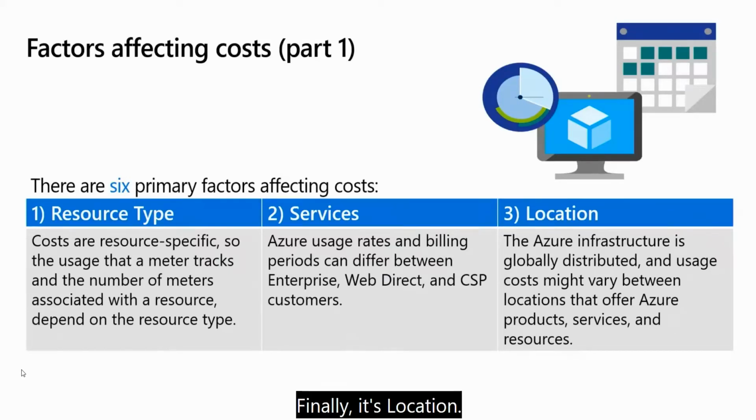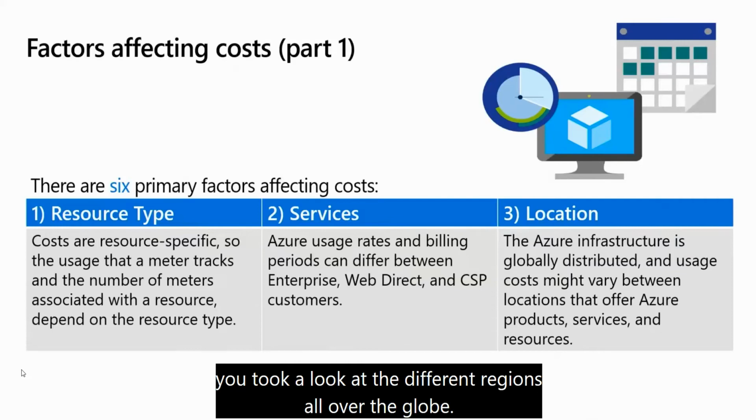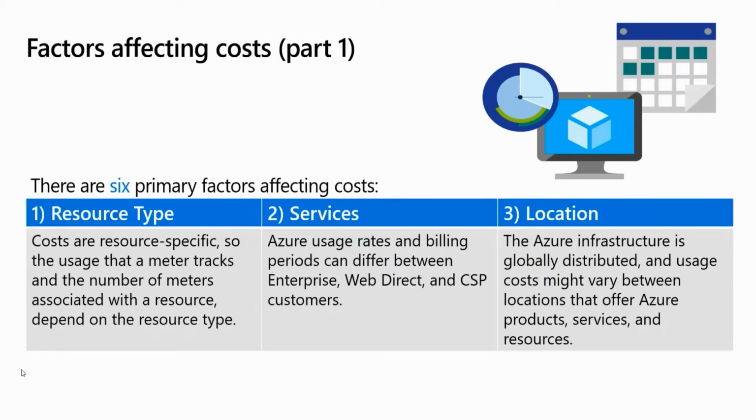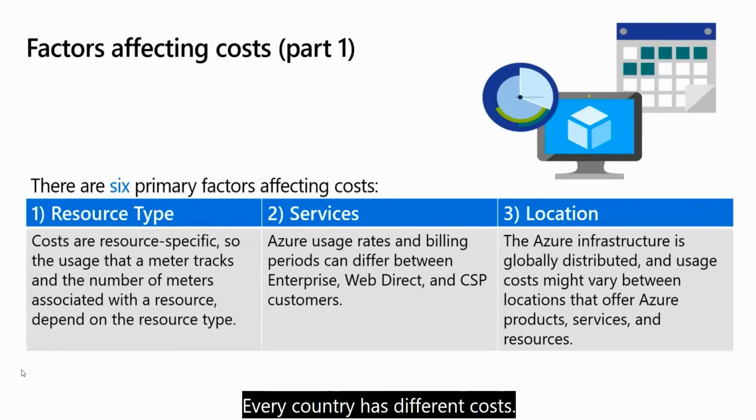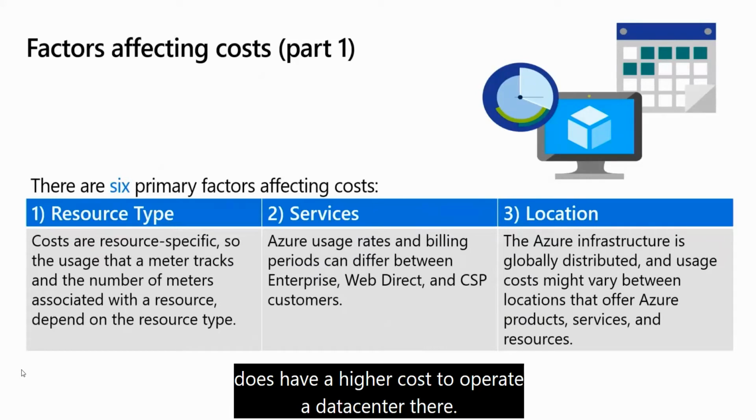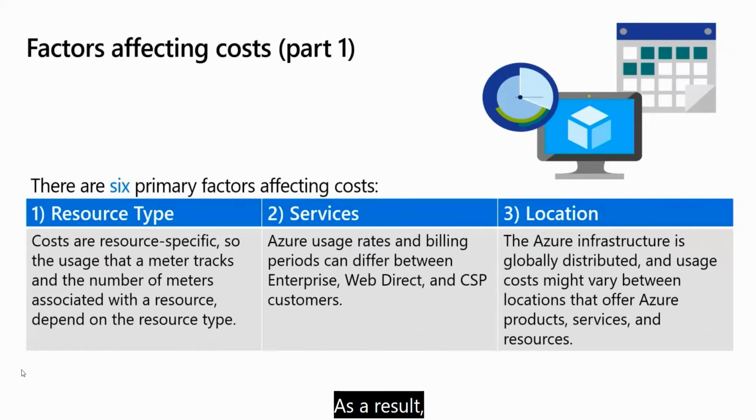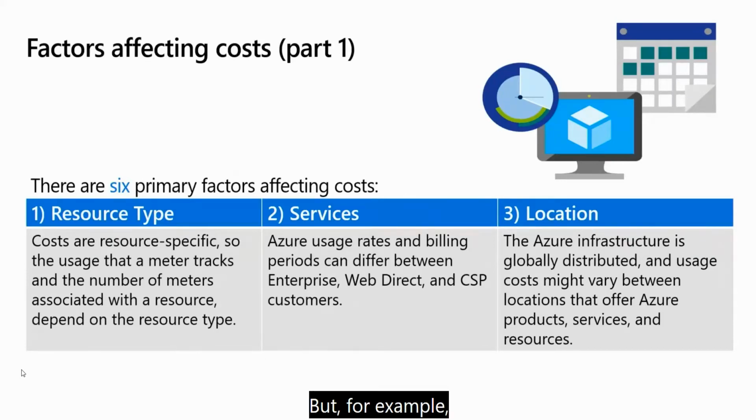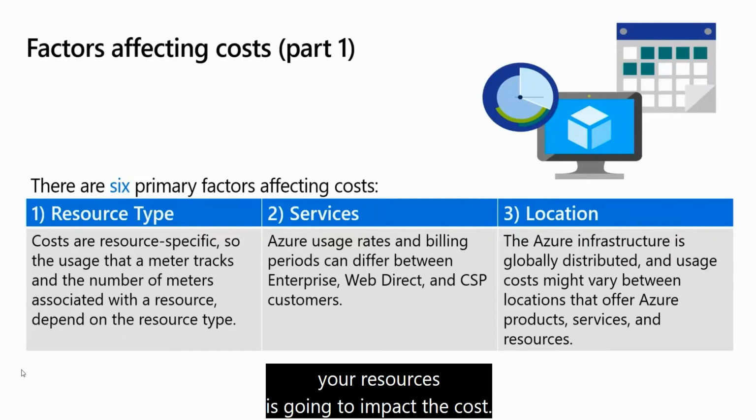Finally, is going to be location. Location is going to impact your costs because yesterday with Lorraine, you took a look at all the different regions all over the globe. I mean, we have over 60 regions in 140 countries. Every country has different costs. Switzerland, for example, does have a higher cost to operate a data center there. So as a result, it does cost more to run your resources in Switzerland or Australia. But for example, East US is actually a lower cost region. So where you deploy your resources is going to impact the cost.